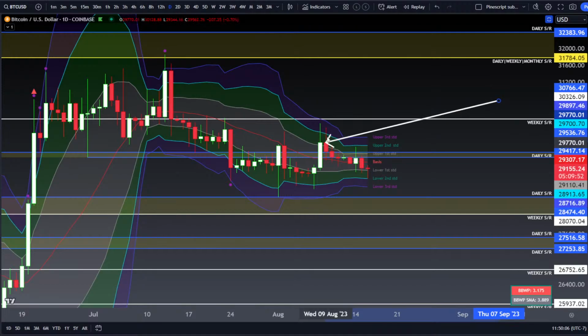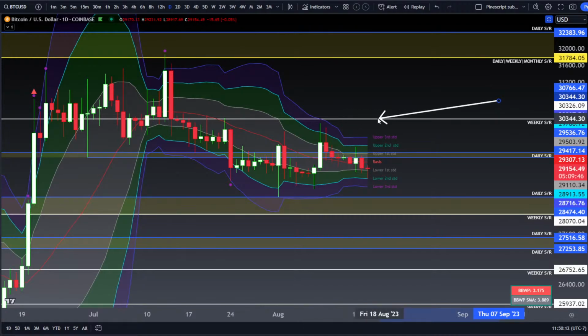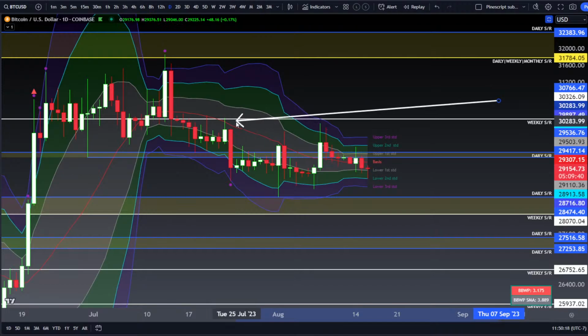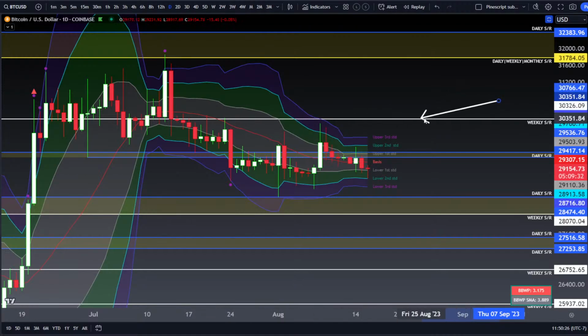And that does need to be taken out on a closing basis for Bitcoin to really start pushing up towards this weekly at around 30,300. So this close open is coming in at around 29.8. There is a close open over here that's just above $30,000. Those two areas do need to be reclaimed to go test this weekly at 30,300. That would be upside expansion as well.